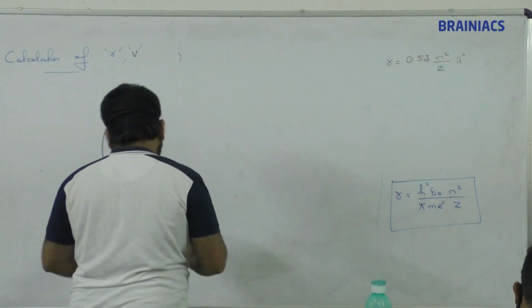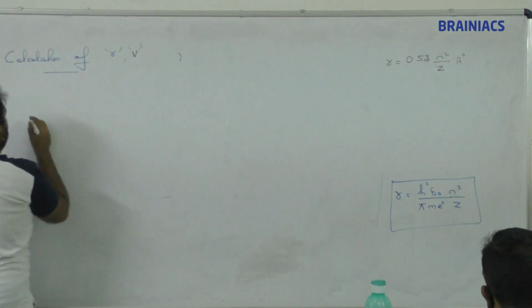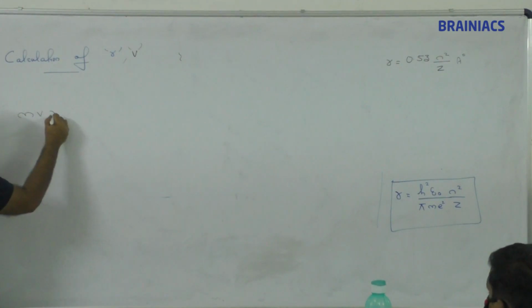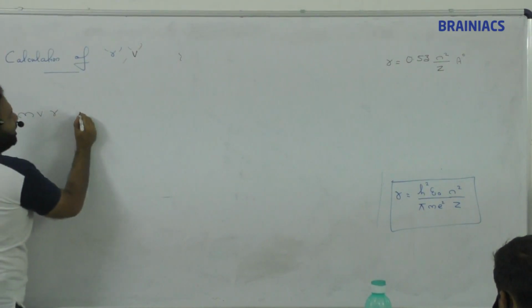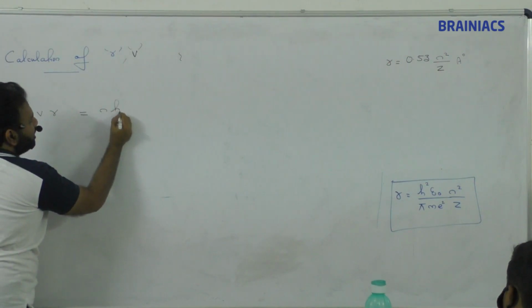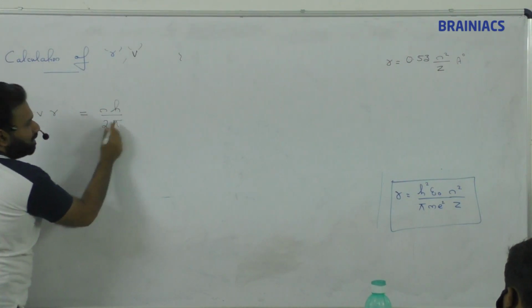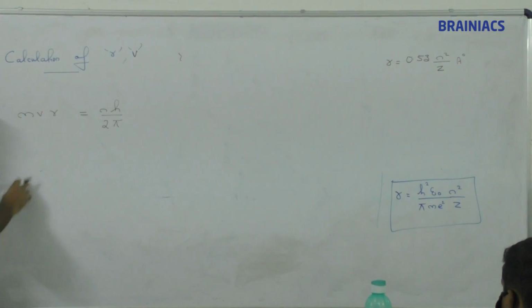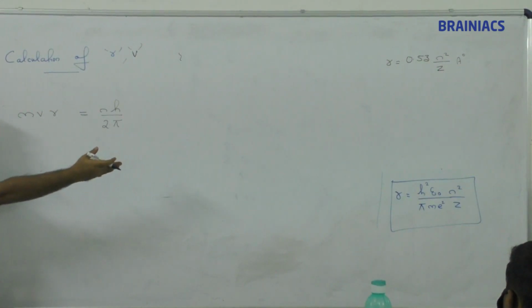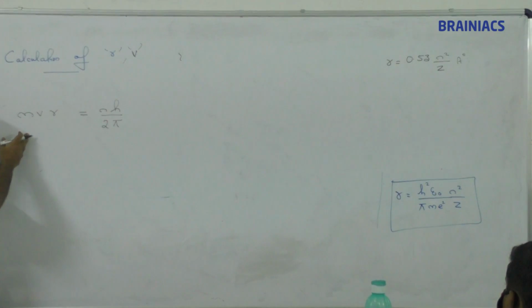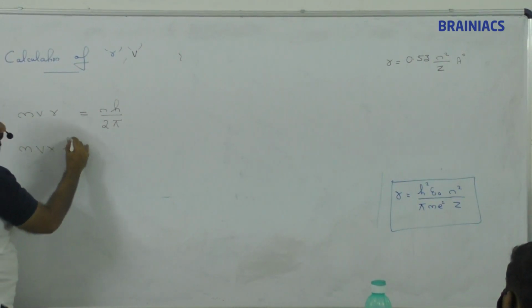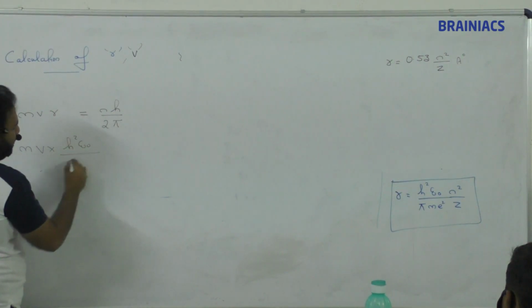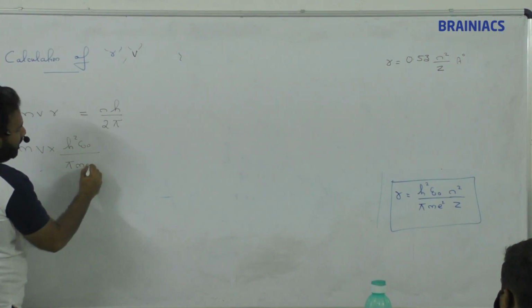Okay, now we have a formula, orbital angular momentum. Today's session you will never forget this. Orbital angular momentum is what? nh by 2 pi. So for the radius, we can put it here with your permission. mv into what? h square epsilon naught divided by pi m e square z.